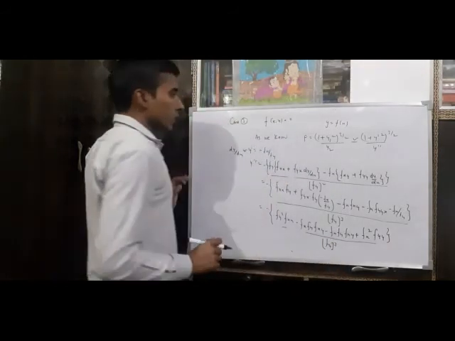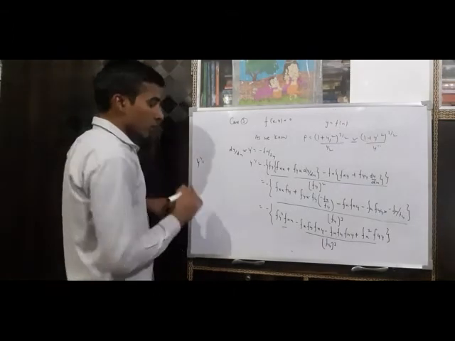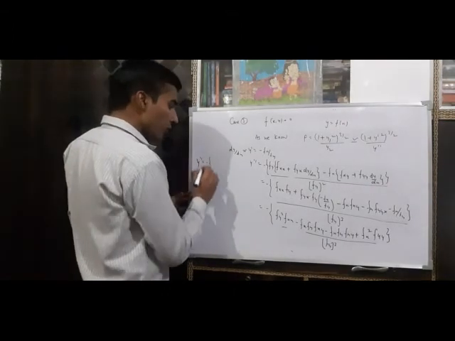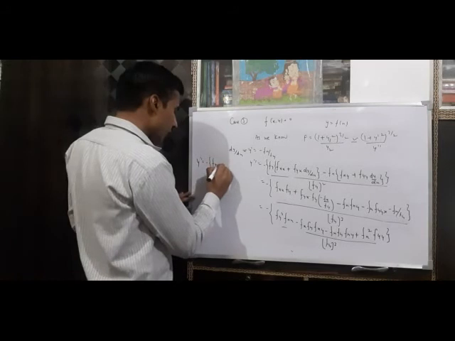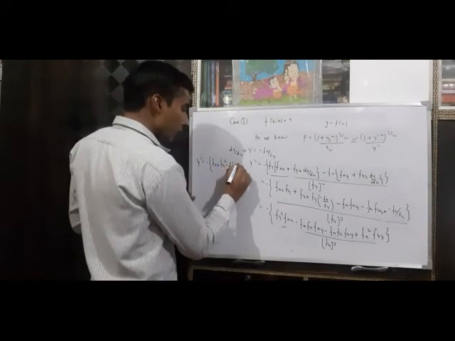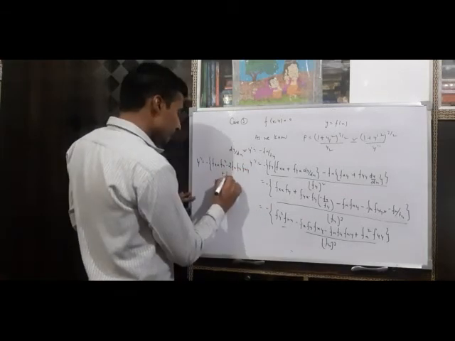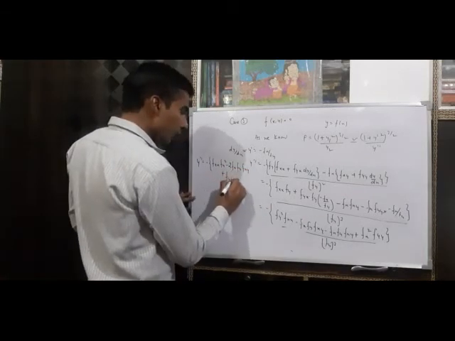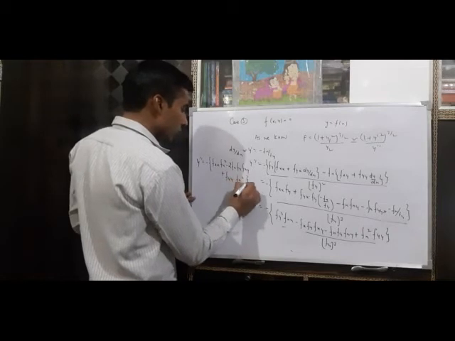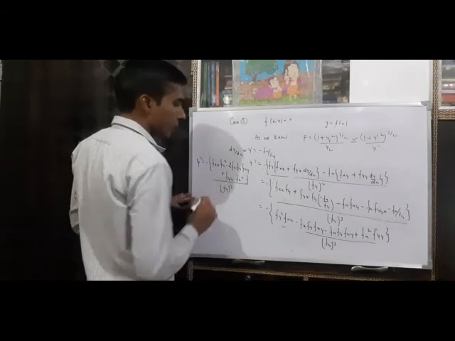So from this we get y double prime, this is minus of f_xx f_y square minus 2 f_x f_y f_xy plus f_yy into f_x whole square, and whole thing is divided by f_y cube.